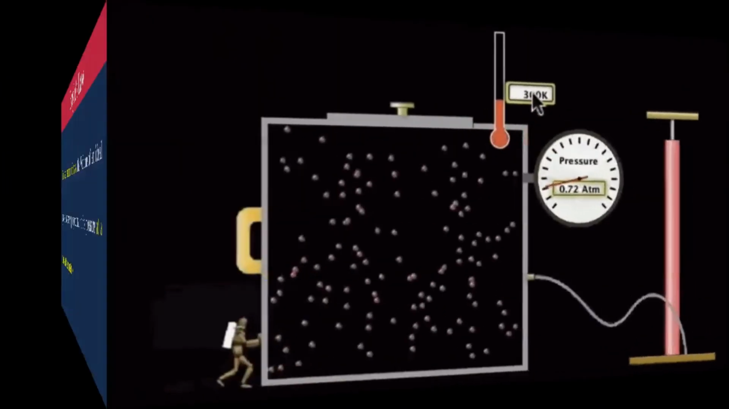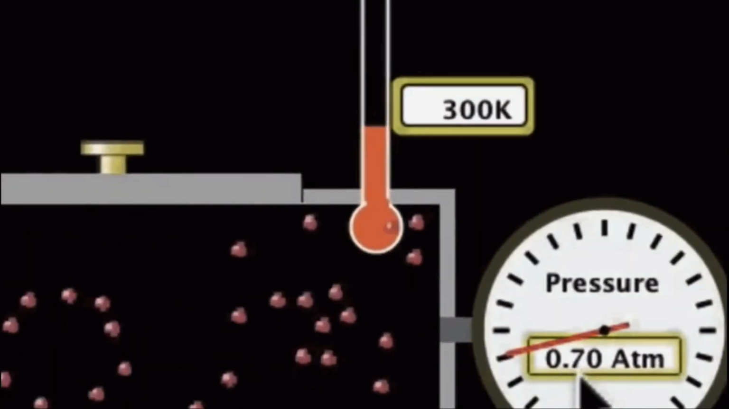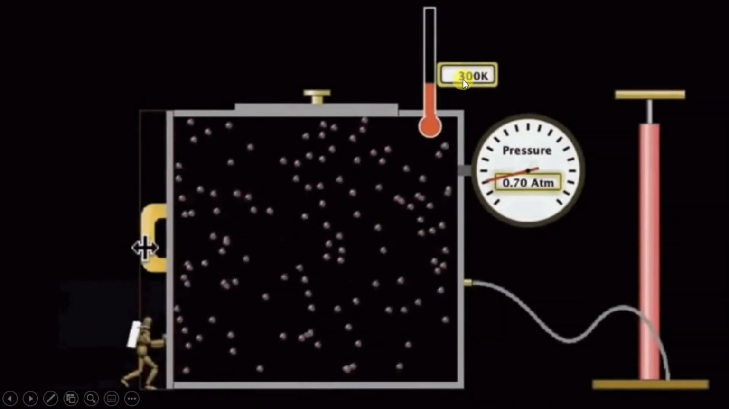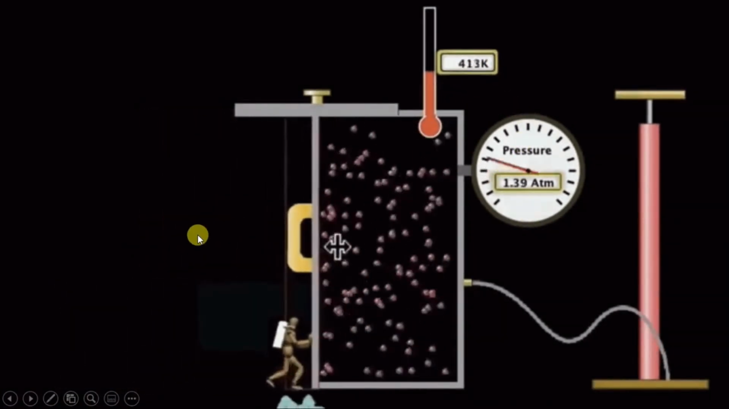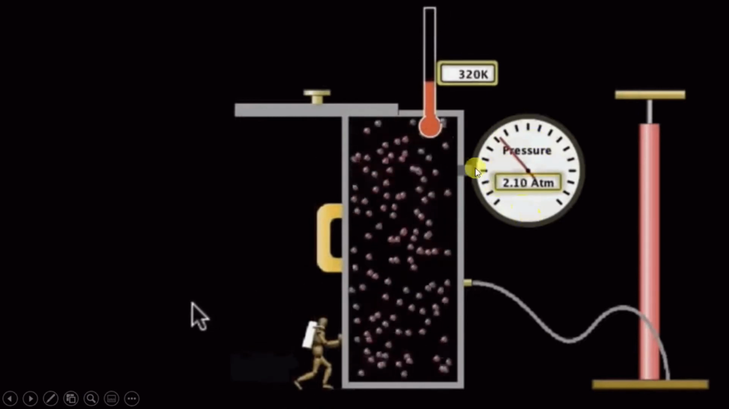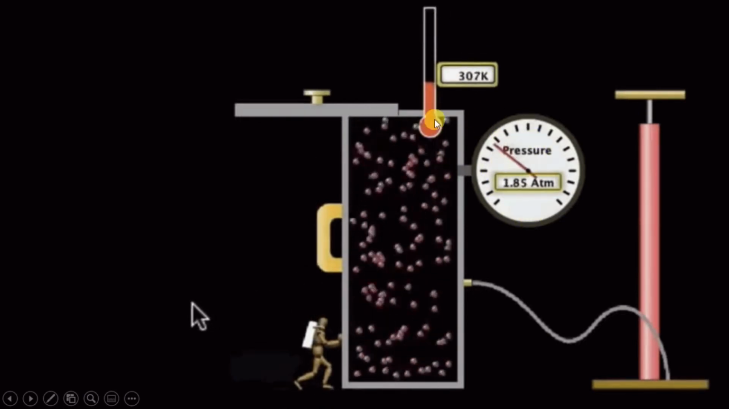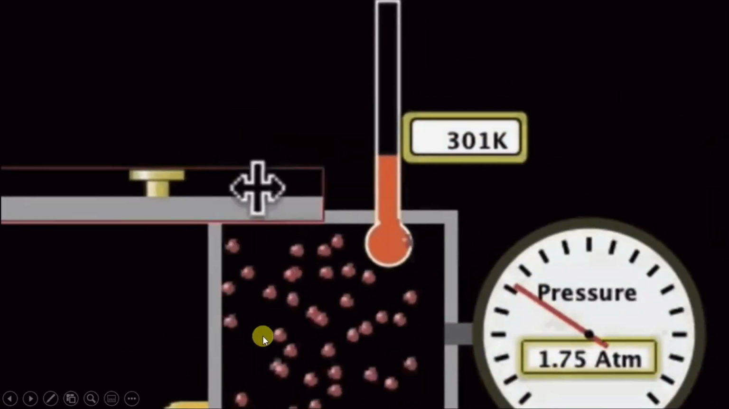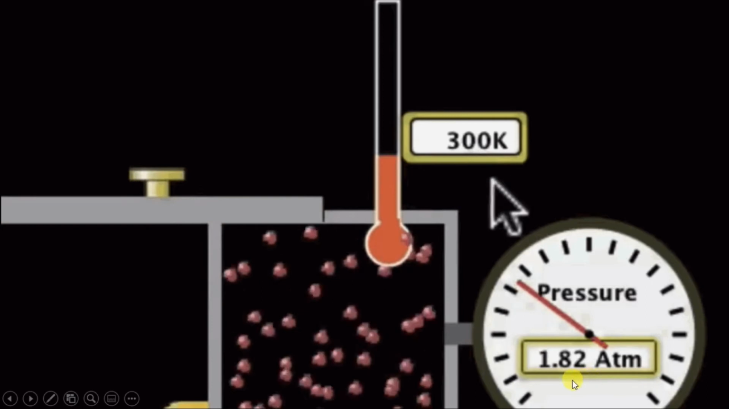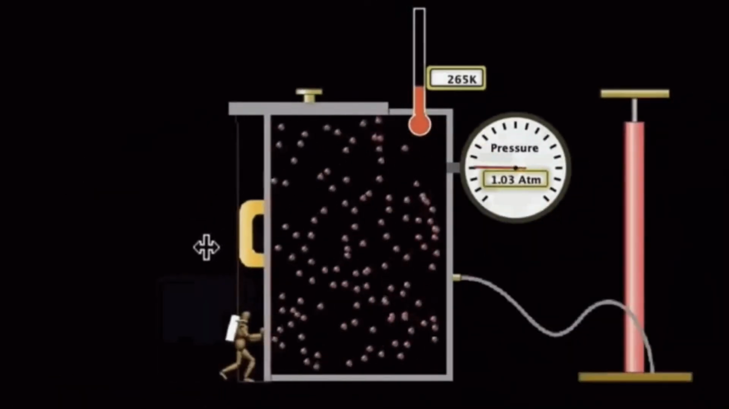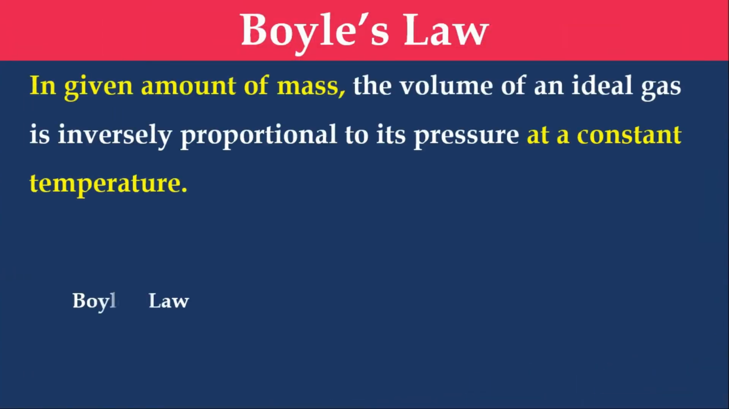Here I have given one more indication. You can see we have pressure 0.7 and temperature 300 Kelvin. Once I reduce the volume, the temperature increases and the pressure increases. But the temperature we can bring down by cooling to 300 Kelvin. The pressure is not like that. If you reduce the volume, pressure increases. If you increase the volume, pressure will reduce. So Boyle's law says volume is inversely proportional to pressure.